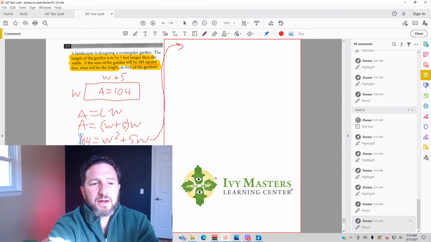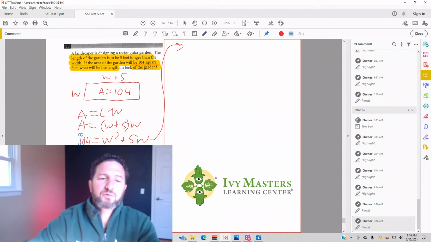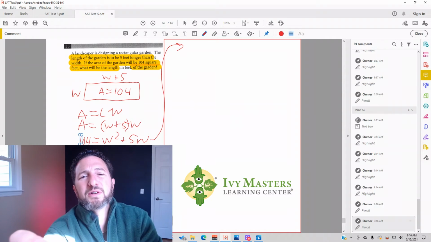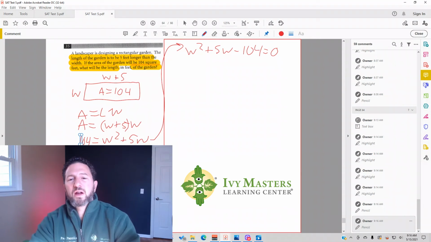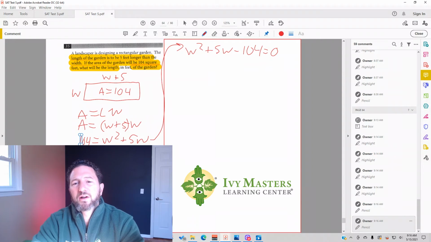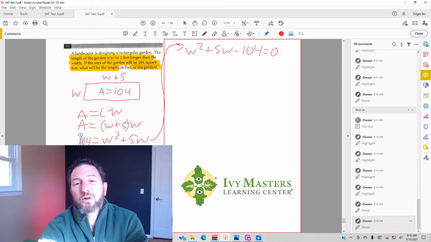Now, we're going to take it back up to the top because we're running out of space over here. Remember, quadratics always have to be set equal to 0. So what do we do? W squared plus 5W. If you subtracted 104 from both sides, we'd get minus 104 equals 0. If you're ever in a situation where you've got a big number, see that 104 is pretty big, how are you going to factor it?